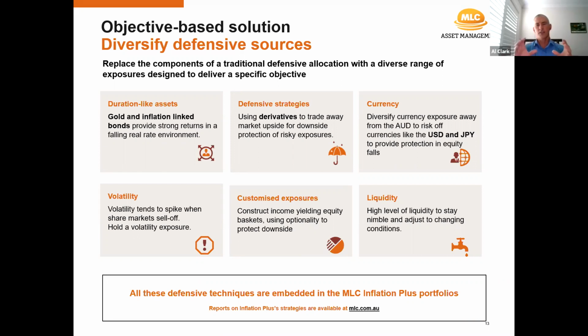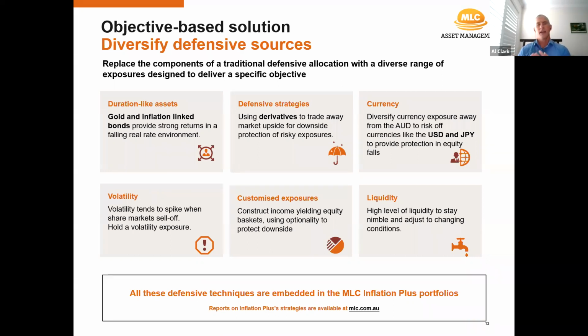So for us, it's really about finding the things that bonds give us. What else do bonds give us? Well, they give us some protection. So what else can we protect with? We're looking at defensive strategies, so using derivatives in equities and looking at currency. For us, that means diversifying away from the Australian dollar. The US dollar is a risk-off currency.